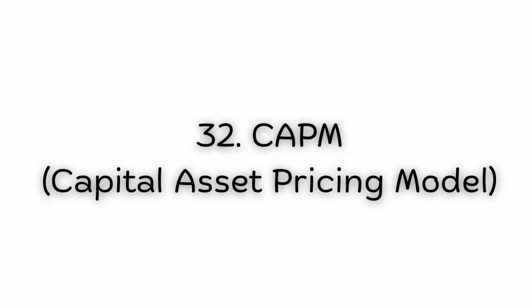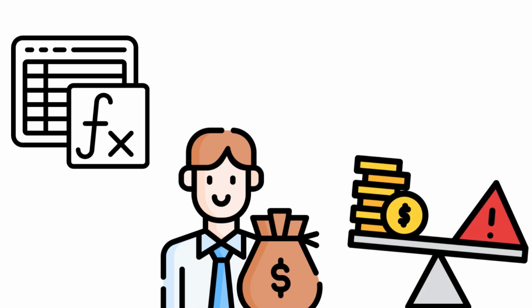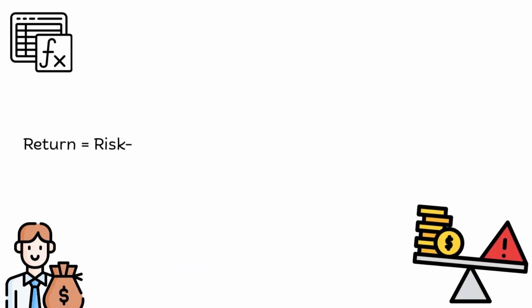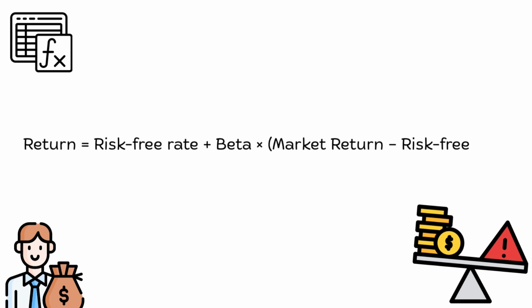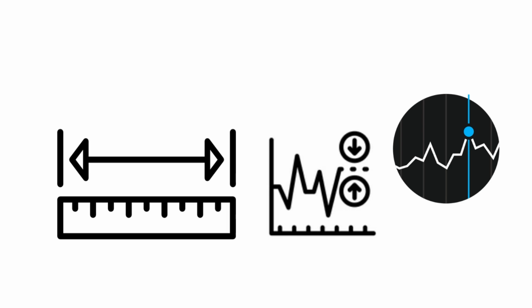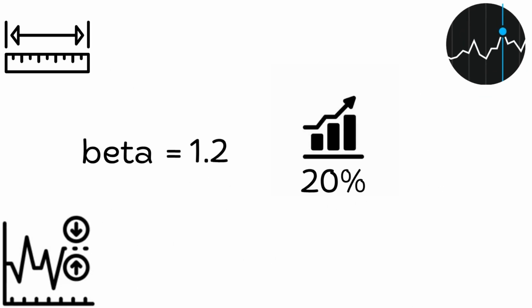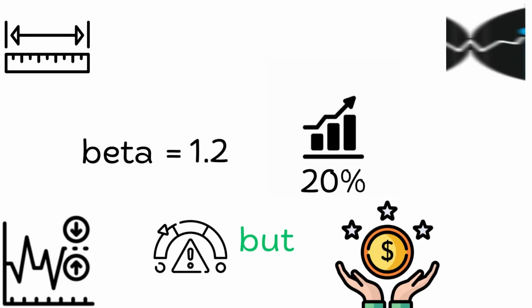32. Capital asset pricing model. A fancy formula investors use to decide if a stock is worth the risk. So the return equals the risk-free rate plus beta times market return minus risk-free rate. Yeah, that's an absolutely fancy thing. 33. Beta. It measures volatility and how wild your stock moves compared to the market. So if your beta equals 1.2 and your stock swings 20% more than the market, it would be considered risky, but maybe more rewarding.